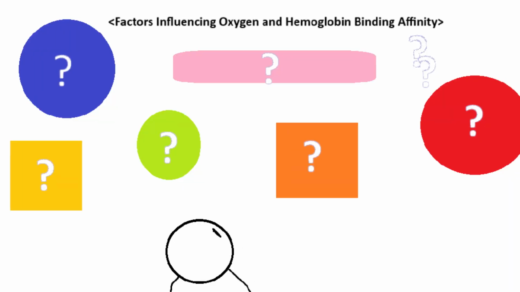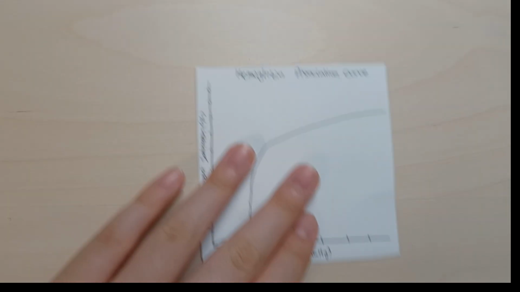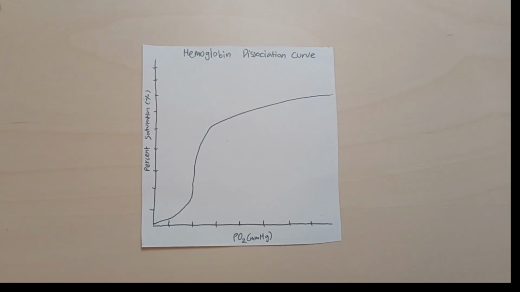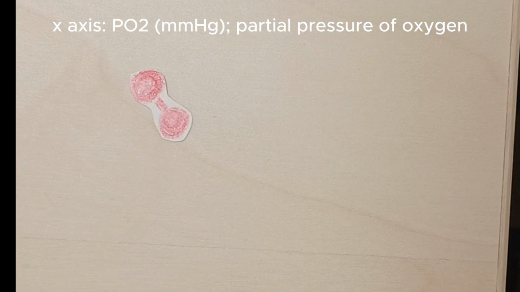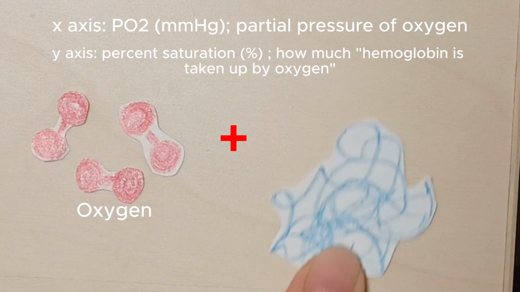While there are several factors influencing oxygen and hemoglobin binding affinity rate, the Bohr effect plays a significant role. The Bohr effect is described in this curve called the hemoglobin dissociation curve. The x-axis represents how much oxygen is present in the blood, aka the partial pressure of oxygen. The y-axis is the quantity of how much oxygen is bound to hemoglobin.